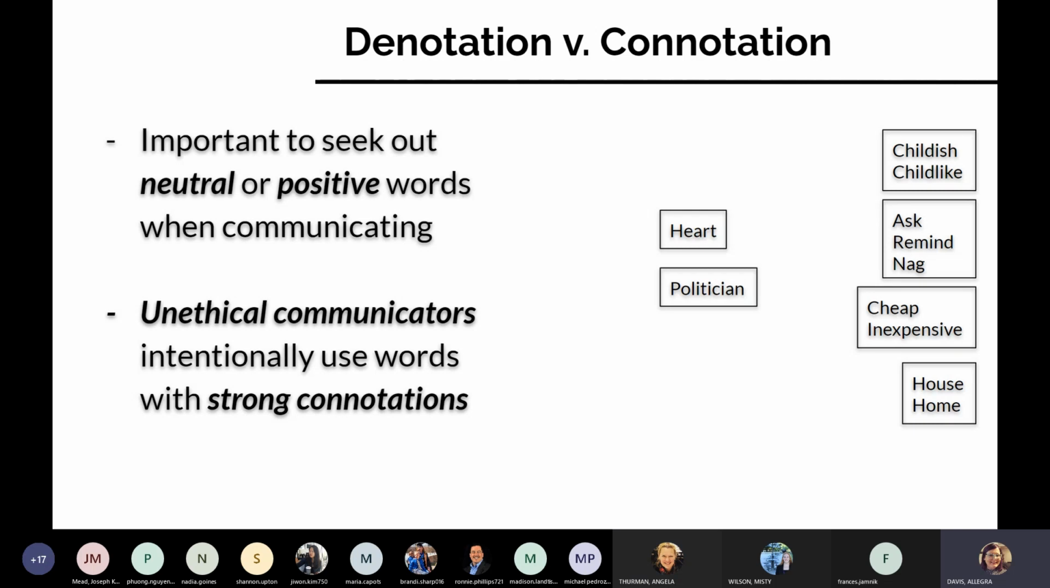And if I tell my husband to just do a particular chore, he can say, I asked him. He can say, I reminded him. Or he can say, I nagged him. They all mean about the same thing, but they have different connotations.